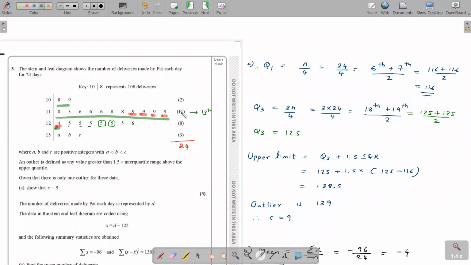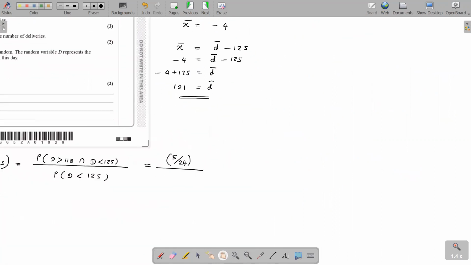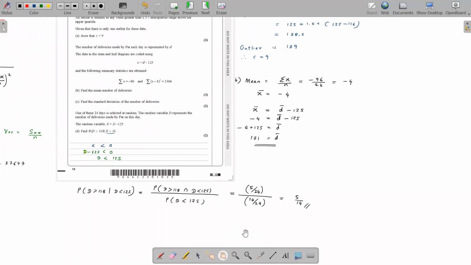How many data points are there for these two? This is 2 plus 11, 13 data points from the first two rows. And with this one, it's 14. So there are 14 data points here. So 14 days. So 14 out of 24. Okay, so 5 over 24 divided by 14 over 24, which gives you 5 over 14. So 5 over 14 is the probability that your deliveries are in this given range.